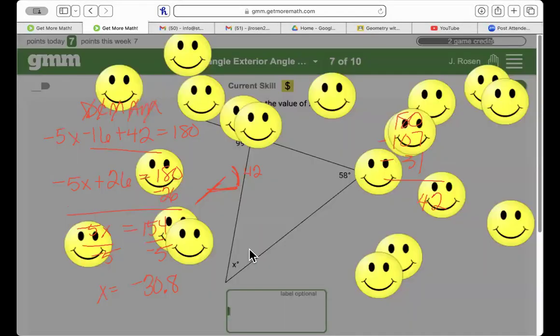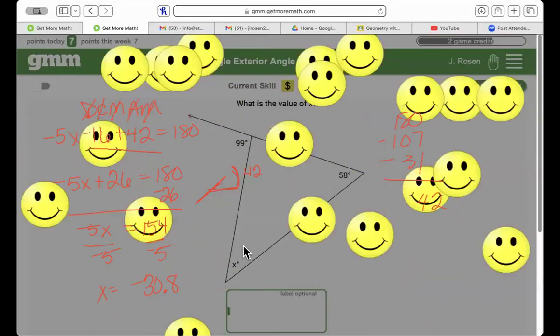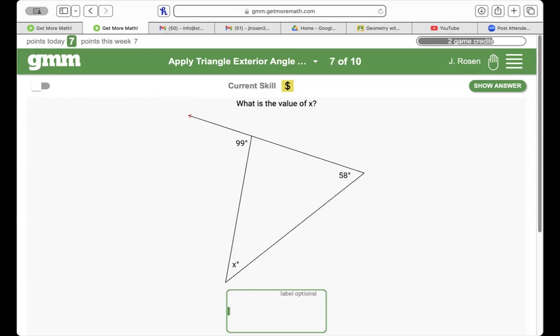Okay, so if you need any more instruction on that, let me know. But definitely pay attention to what you're solving for. So here it wants the interior angle, which means you have to do this one first. So that's 180 minus 99. So that's a nice one, is 81. And then we have 180 again, minus 81 minus 58 to get that missing one.